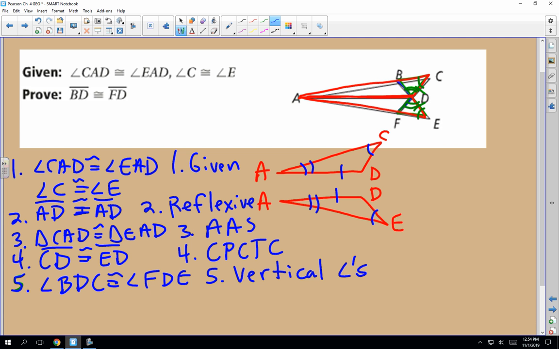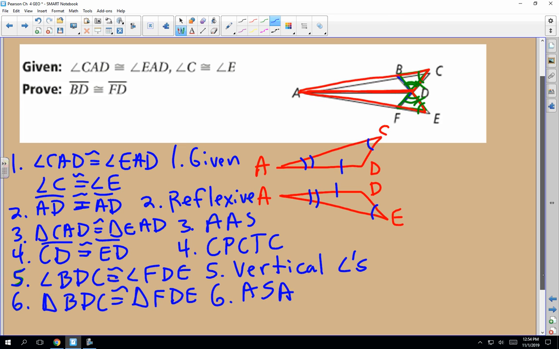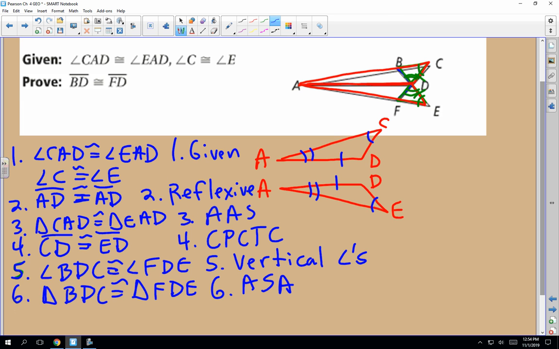And then you can prove the little green triangles are congruent. So number 6, triangle BDC is congruent to triangle FDE. That's by angle side angle. And the final step is to prove the parts are congruent. So we can say BD is congruent to FD by CPCTC.